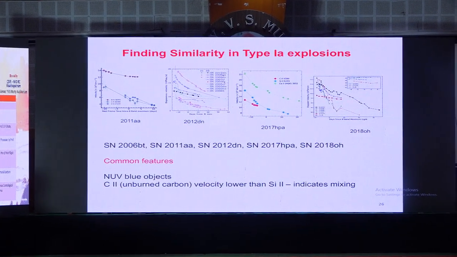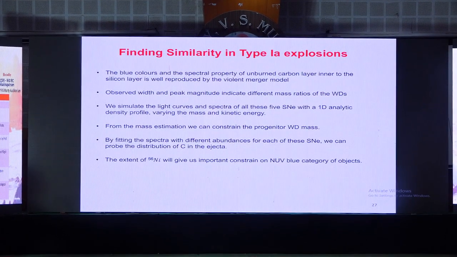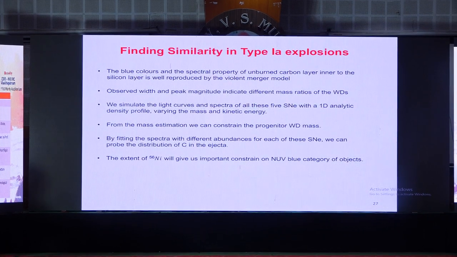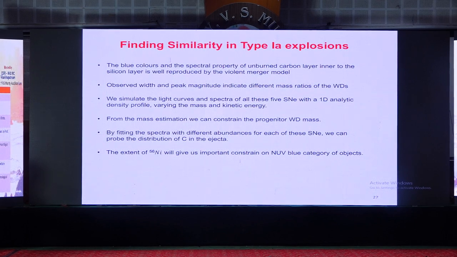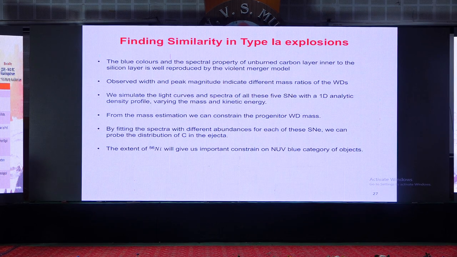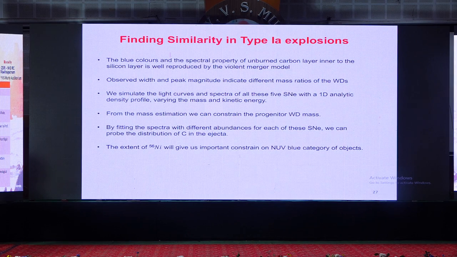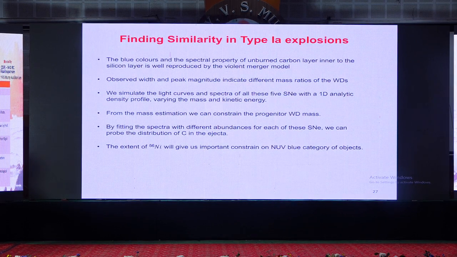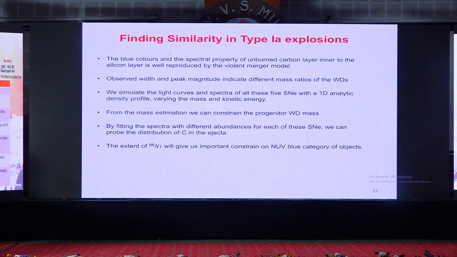So what he has done is that he's trying to understand the variation in the observed width and the peak magnitude in terms of the white dwarf masses. We are assuming that all these are coming from the violent merger, because it's a violent merger model which very clearly predicts the presence of unburned material in the inner layers. So light curves and spectra of these objects are being simulated using the 1D analytical density profile by varying the mass and the kinetic energy.